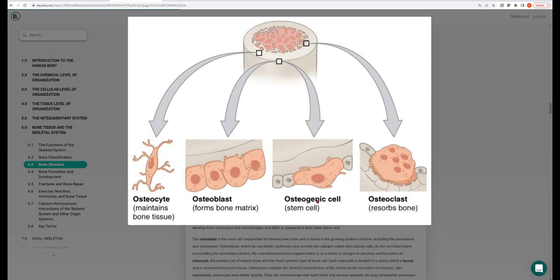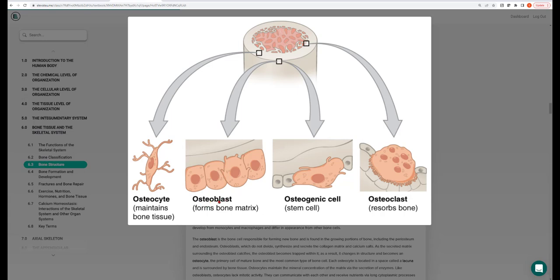Osteogenic cells, when they are activated, become osteoblasts. Again, blast, formation of, these are the germinating cells that make bone. These are the cells that are very metabolically active. They are gathering the calcium and the phosphates and the carbonate ions for the hydroxyapatite, and they are actively making the collagen that helps to make bone so strong.